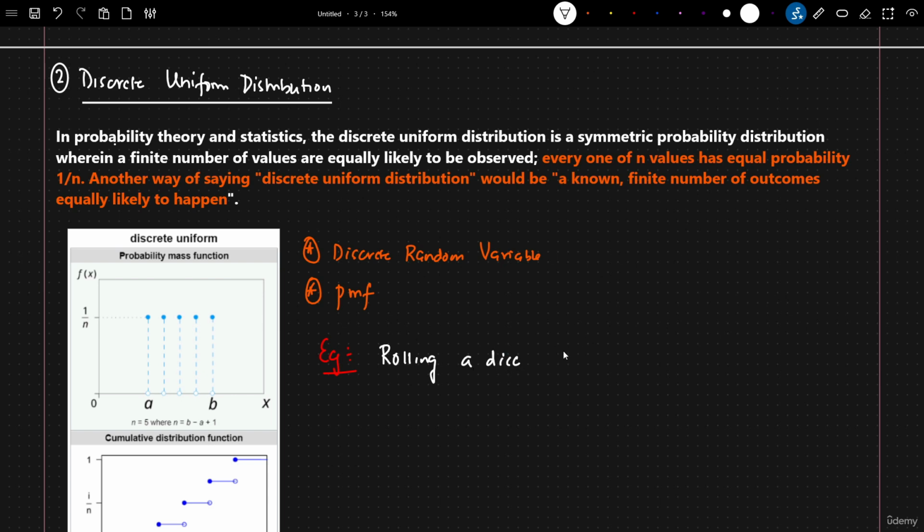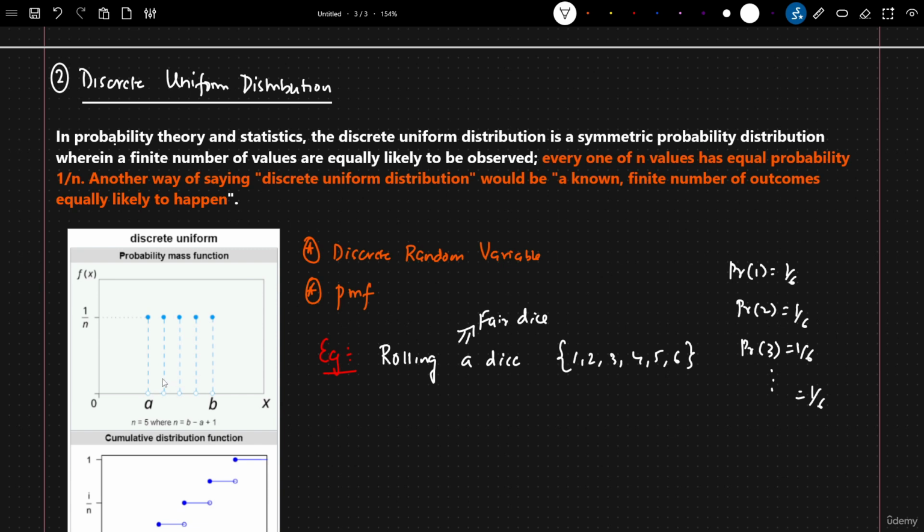Now in the case of rolling a dice, the outcome is 1, 2, 3, 4, 5, 6. And you also know that the probability of 1 will be 1 by 6. Probability of 2 will be 1 by 6. Probability of 3 will be 1 by 6. Like that, the probability of any number will be the same. Why? Because we consider this as a fair dice. So just by seeing this probability mass function, you will be able to see that my value will be ranging between a comma b, right? A comma b basically means 1 comma 6.